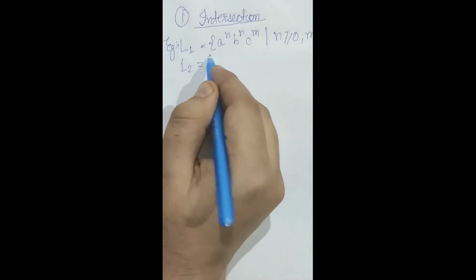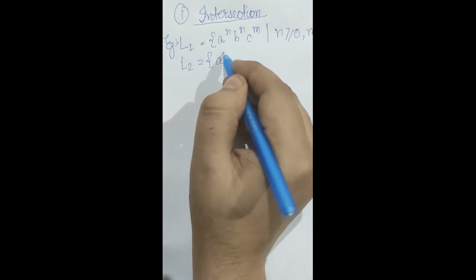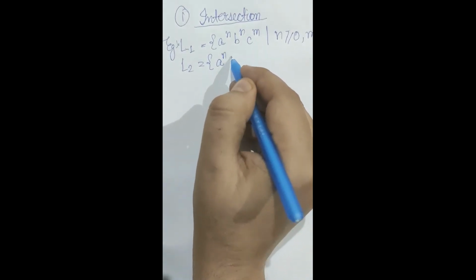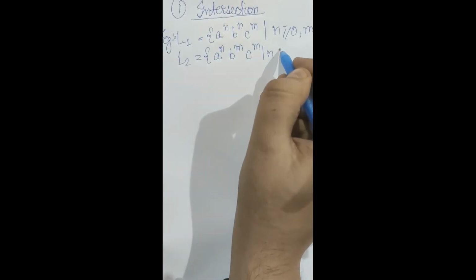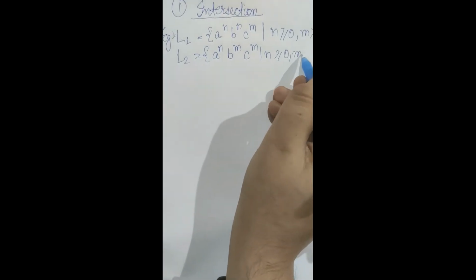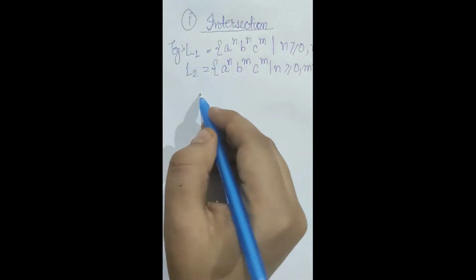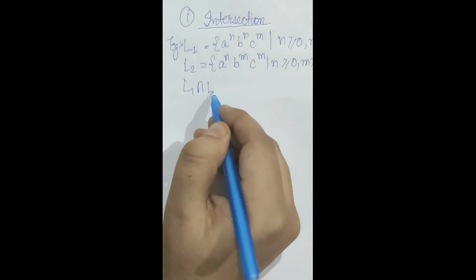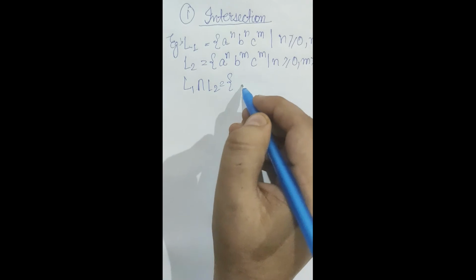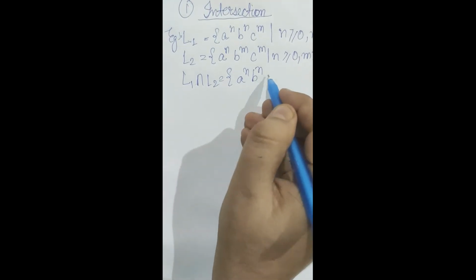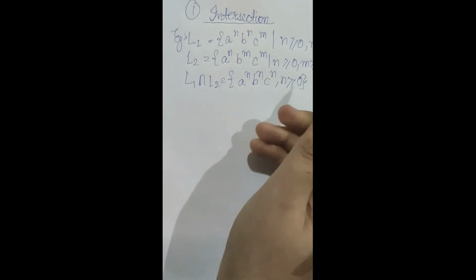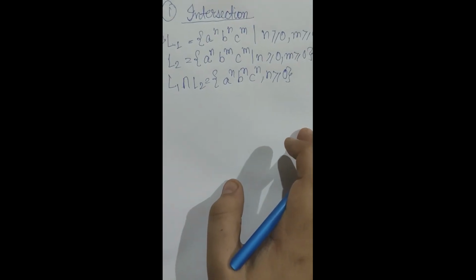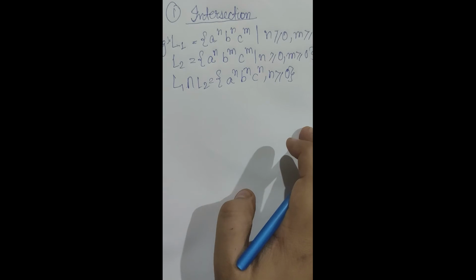L2 is a raised to the power n, b raised to the power m, c raised to the power n, where n is greater than or equal to 0, m is greater than or equal to 0. Its intersection will be a raised to the power n, b raised to the power n, c raised to the power n, n greater than or equal to 0, which is a very popular example of not being a context free language.